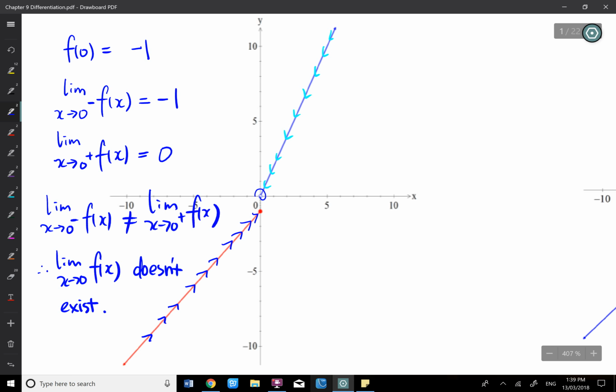And that's how we make the discussion of whether the limit exists or whether the limit does not exist.